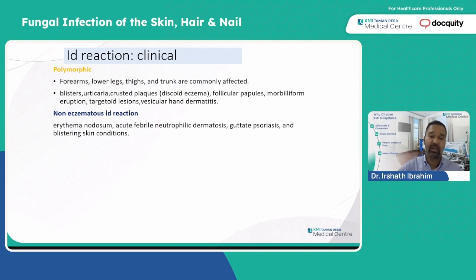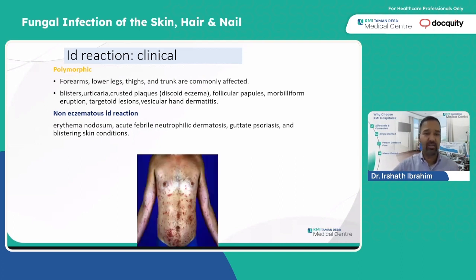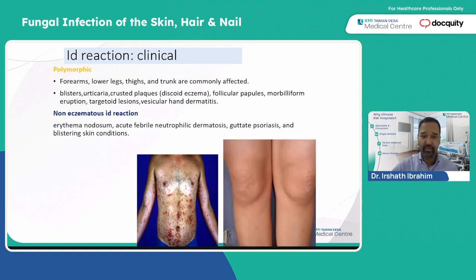Acute febrile neutrophilic dermatosis also presents with subcutaneous nodules, but is associated with fever, neutrophilia, and blistering skin conditions. If you take a look at some of these pictures, this is an EAD reaction. It looks like allergic contact dermatitis, maybe even mistaken for eczema. These are also an EAD reaction due to an infection somewhere else. They develop papules over the knees. And this is a typical EAD reaction.